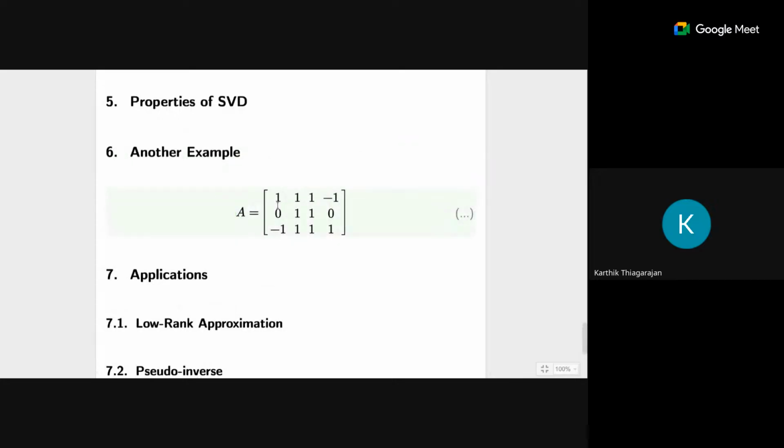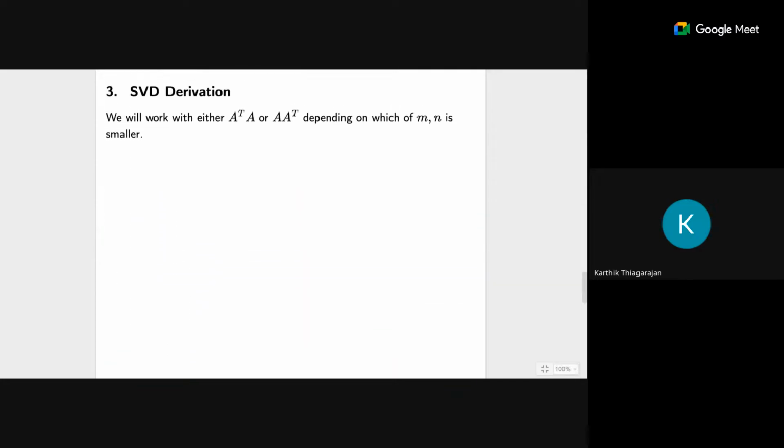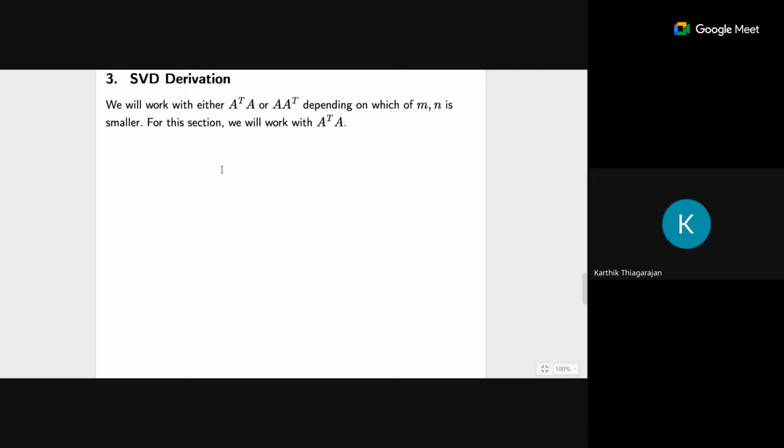In this example, A A transpose is of what shape? 3 cross 3. And A transpose A is 4 cross 4. So whichever is smaller, we will work with that matrix. In this case, we'll work with A A transpose. Here it doesn't matter because they are anyway square. But in general, if you want to derive the SVD, it's convenient to take the smaller matrix. So whichever of m and n is smaller, we will take that particular version. For this section, we will work with A transpose A. The results are the same if you do it with A A transpose also.